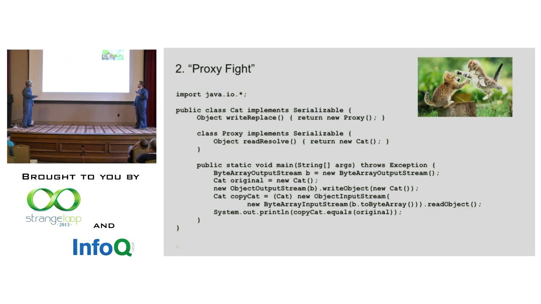This shouldn't say new cat, this should say original. Pretend this says original. There's a bug on this slide that we just discovered now. All right. Now we deserialize him. How do we do that?